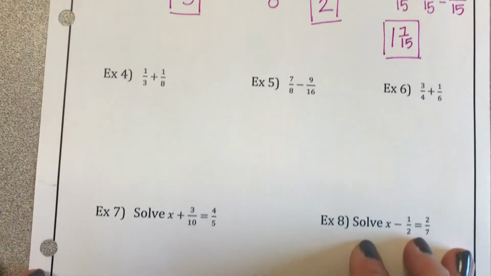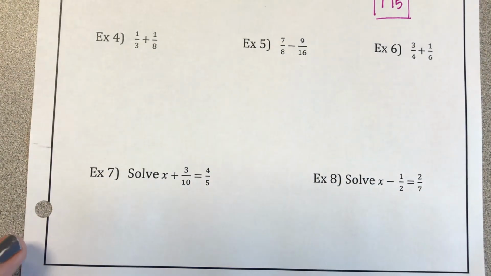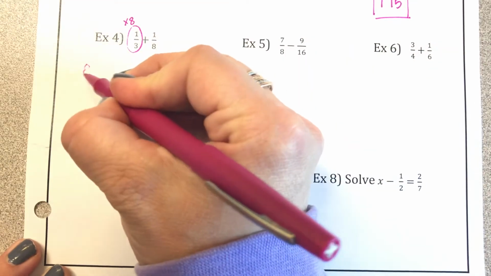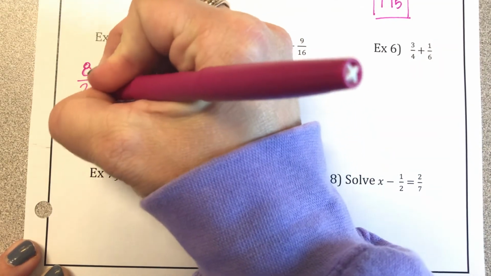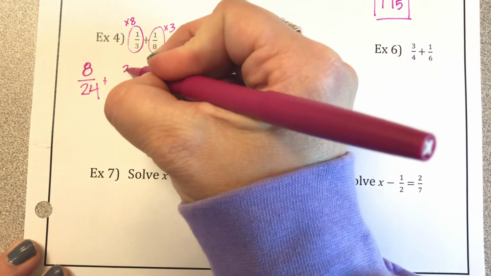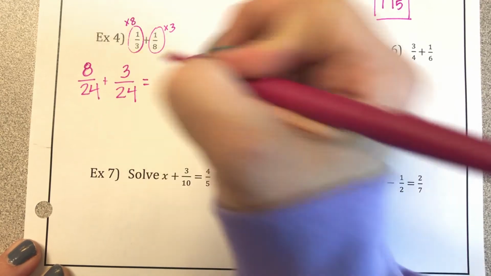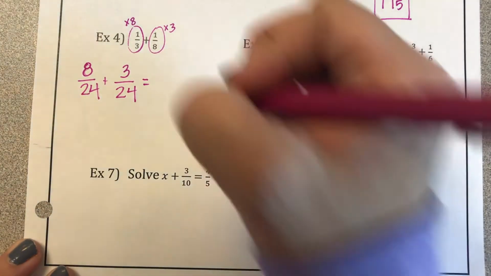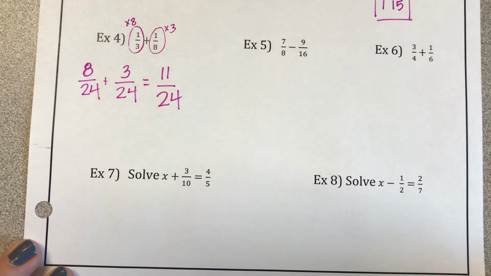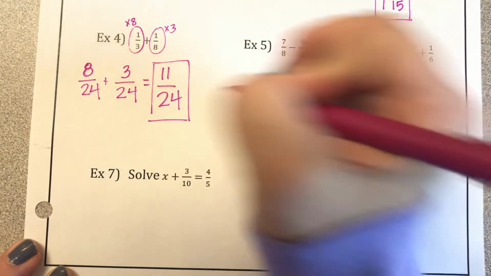Let's look at number 4. A common denominator between 3 and 8 would be, what's a common multiple? 24. So this fraction, I'm going to multiply by 8 to get 8 over 24. This fraction, I'm going to multiply by 3 to get 3 over 24. When you add together 8 and 3, we get 11 over 24. Are those divisible by anything the same? Do they have any common factors? They do not. So that is my final answer.